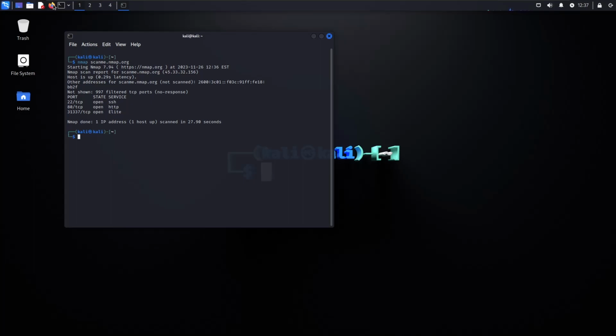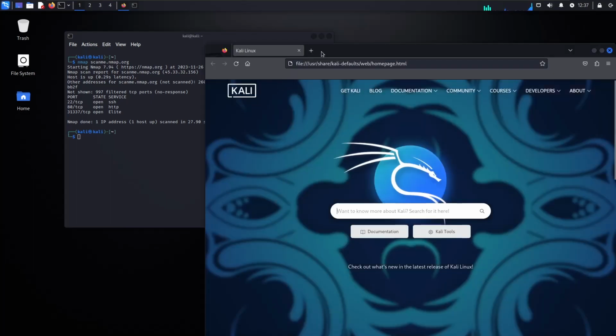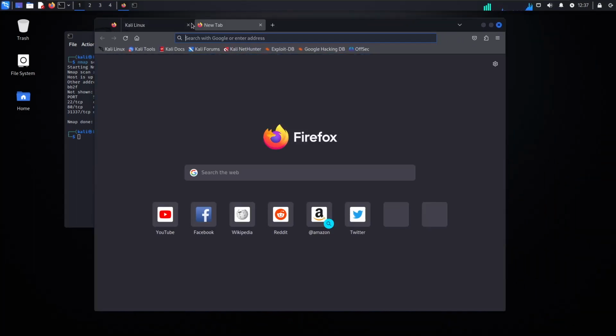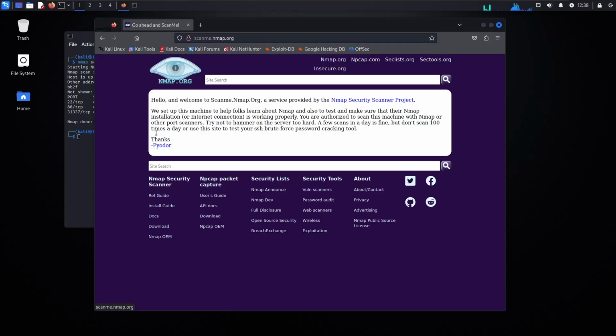So we can go for the HTTP service to look at what it is hosting. So you can see that this is the Nmap official website.